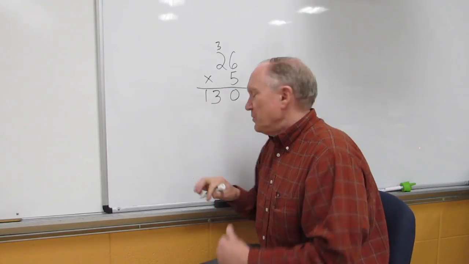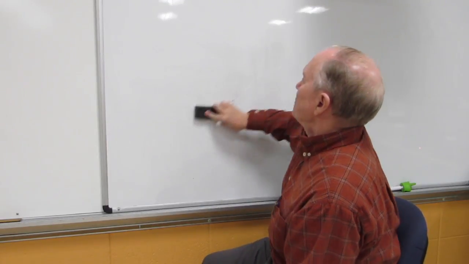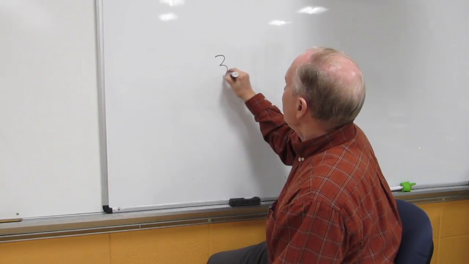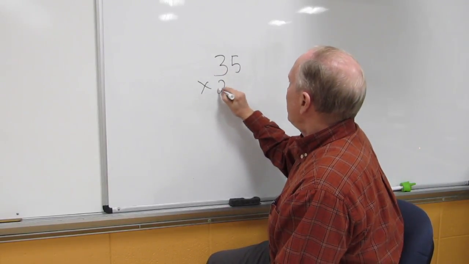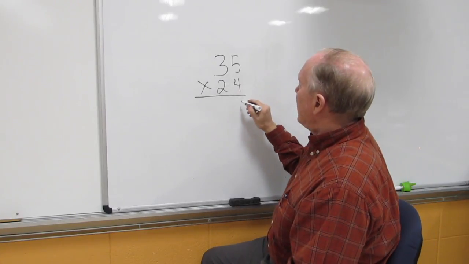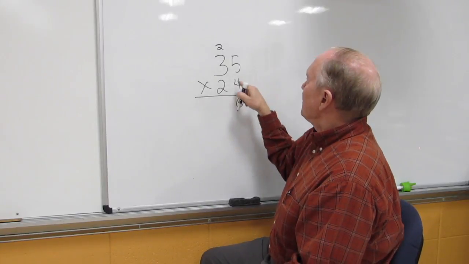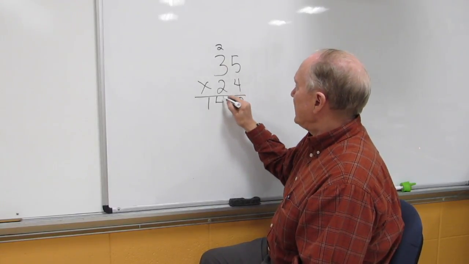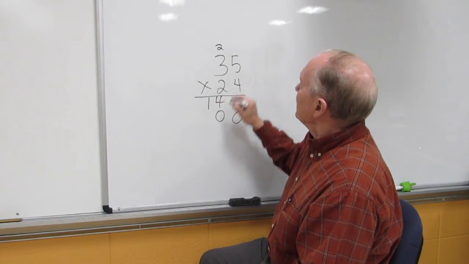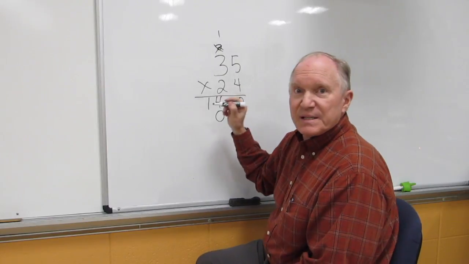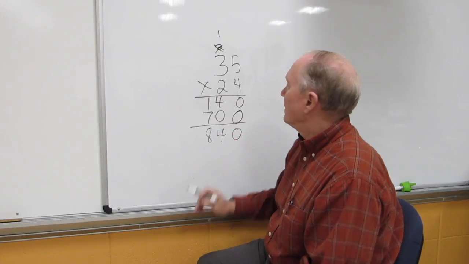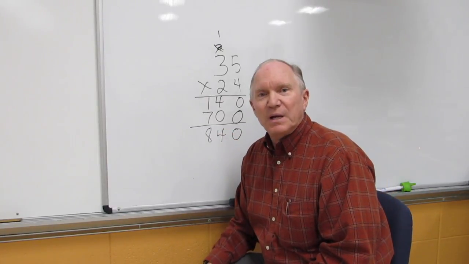I'm going to jump to now the 2 by 2, just to remind you how we did it in the olden days. And let's say 35 times 24, two digit by two digit. 4 times 5 we'd say is 20, carry the 2. 3 times 4 is 12, plus 2 is 14. Put a 0 down, and then you go 2 times 5 is 10. Carry the 1. 2 times 3 is 6, plus 1 is 7. And then you add it all up. And, tic-tac-toe, you were done.